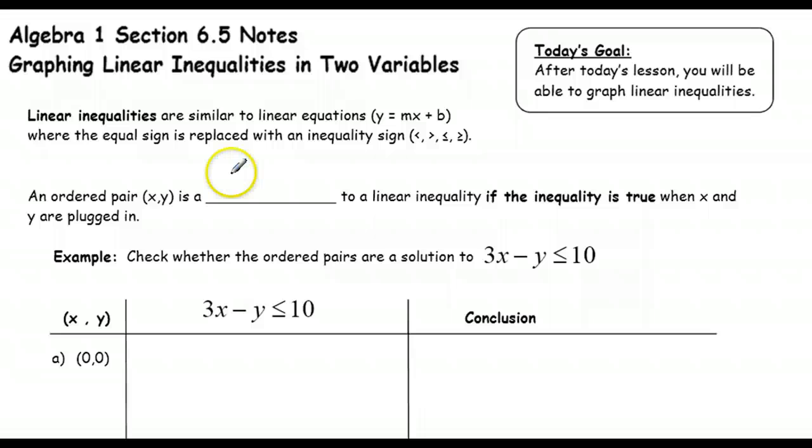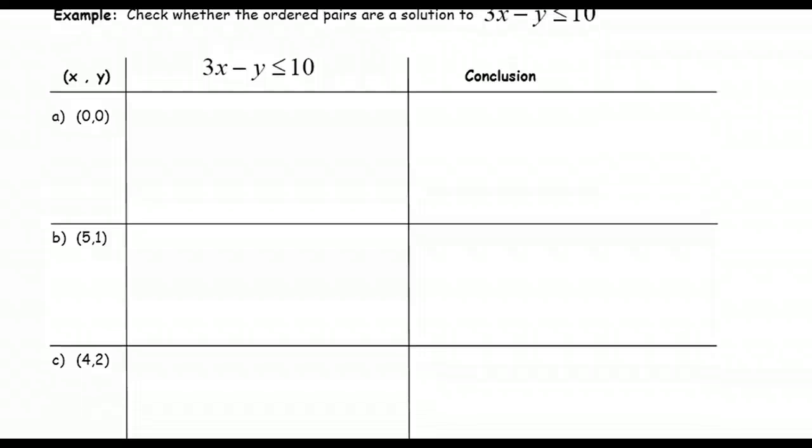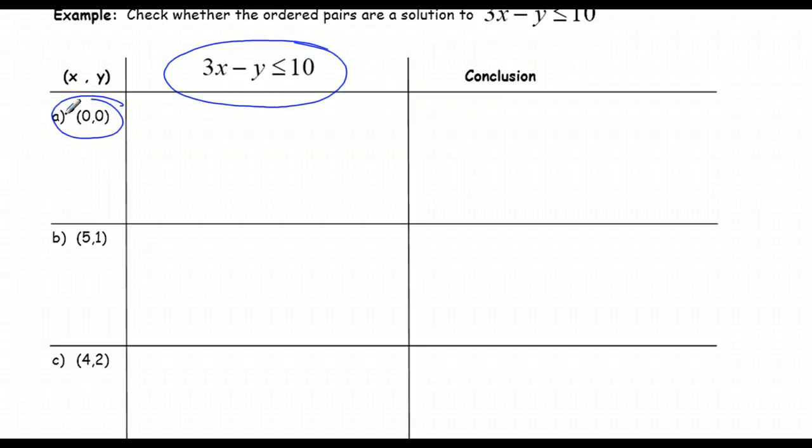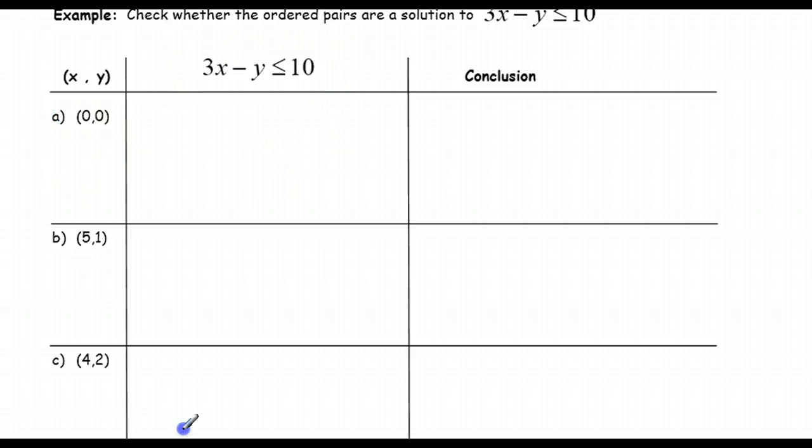An ordered pair is a solution to an inequality if the inequality is true when x and y are plugged in. Let's look at what that means. In our first example, we're going to look at the inequality 3x minus y is less than or equal to 10. And we're going to test the first ordered pair, which is (0, 0), to see if that is a solution to our inequality. Remember, with ordered pairs, our first value is always our x-coordinate, and our second value is always our y-coordinate. So let's go ahead and plug in our values.